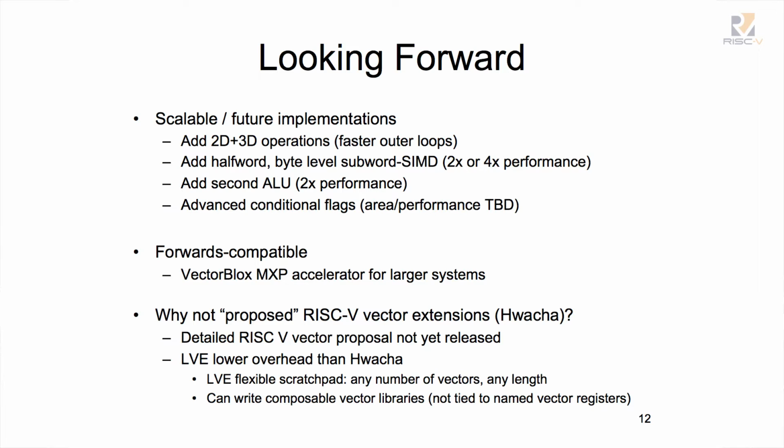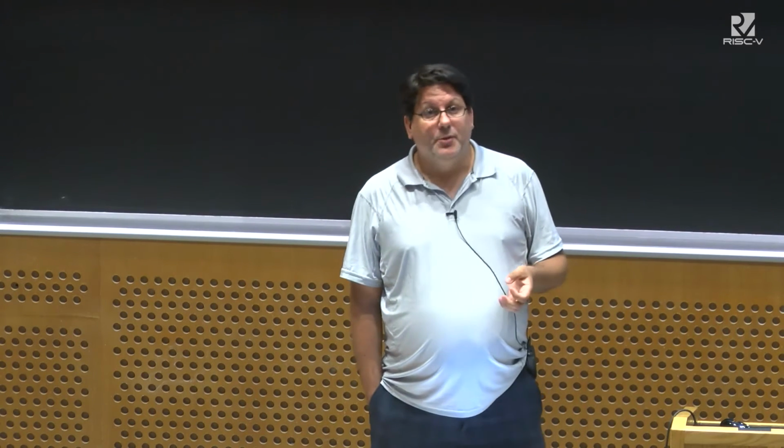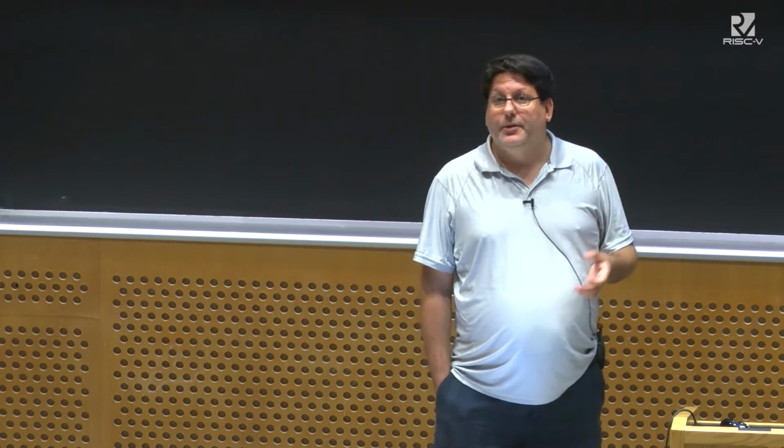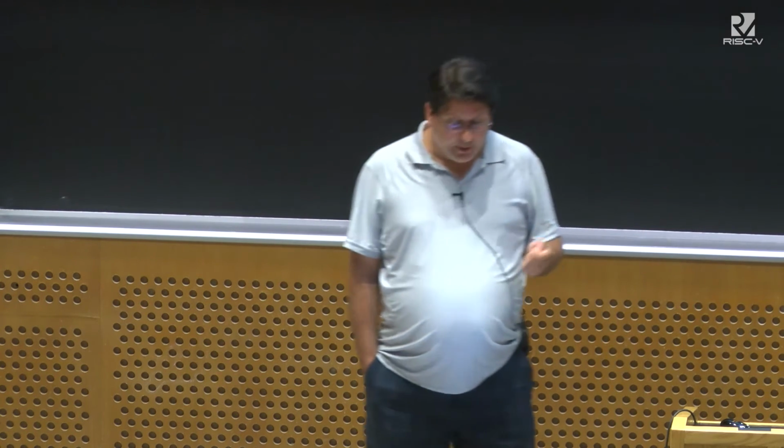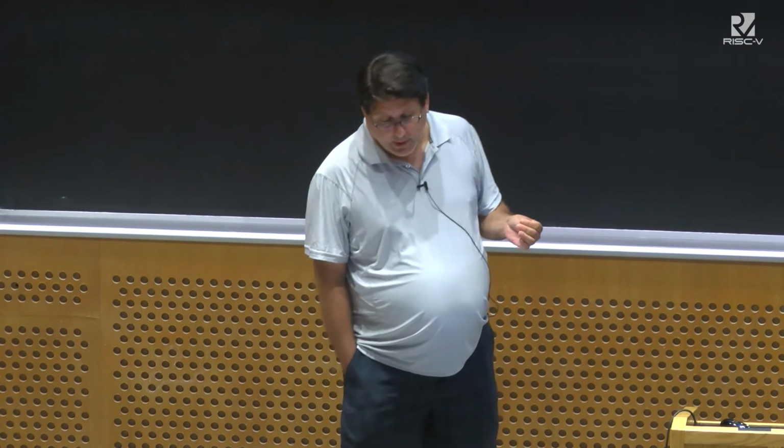Looking forward, we want to add 2D operations and maybe 3D operations to get faster outer loops on this. We want to break up the word into half words and bytes to get SIMD level parallelism on that to get 2 or 4x of performance. We're thinking about adding an option for a second ALU to double performance again. And we have some advanced conditional flags in mind that we want to consider putting in. We've generally designed this to be forwards compatible with our big vector accelerator called the MXP. I'll talk about that in a talk tomorrow.